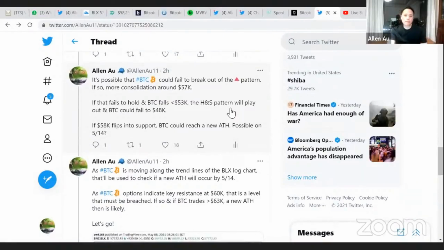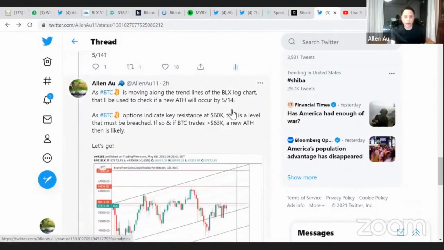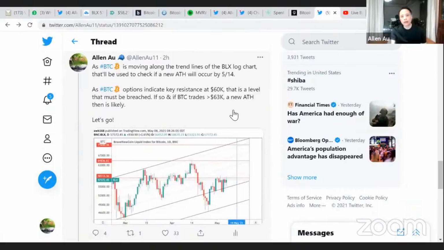Then I look at when it's going to happen, and it's going to happen on the 14th. Options right now are telling me there's a major resistance at $60,000, so the option callers would be trying their best to hold the price in that range so it doesn't go up above that. But if Bitcoin is able to pierce above that $60,000, it can shoot up.